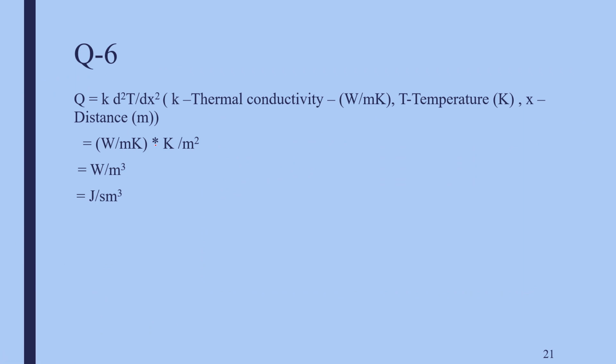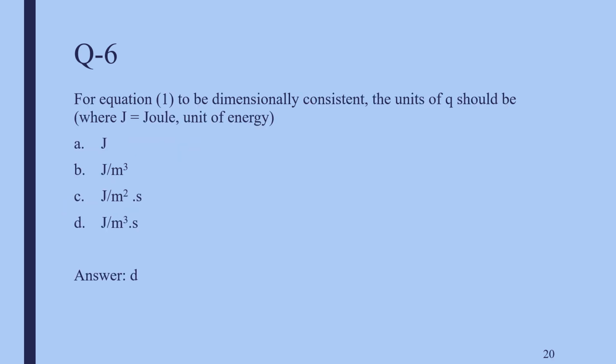So watt per meter Kelvin into Kelvin by meter square. Kelvin, Kelvin gets cancelled, and watt per meter cube we have. What is watt? Watt is joules per second. So joules per second meter cube is the right answer. So that is given from option D, joules per meter cube second. So the answer to this particular question is option D, joules per meter cube second.